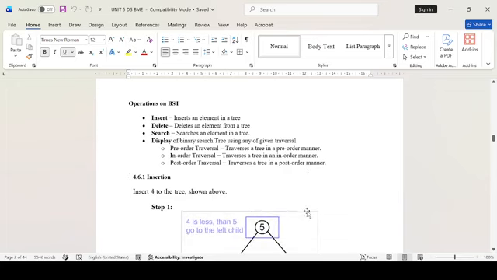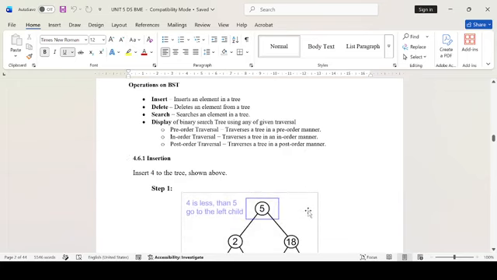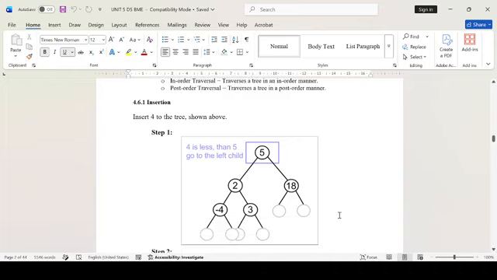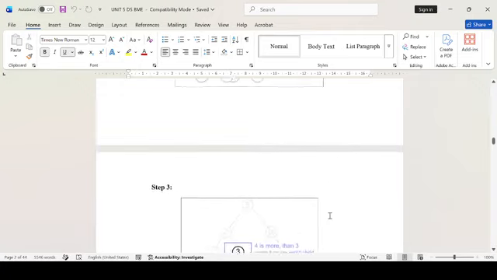So what are the operations we can perform in the binary search tree? Insert, delete, search, and display. For insert, we should insert into the tree by following the condition that the root node should have a maximum value compared to its child nodes. So this is insertion.